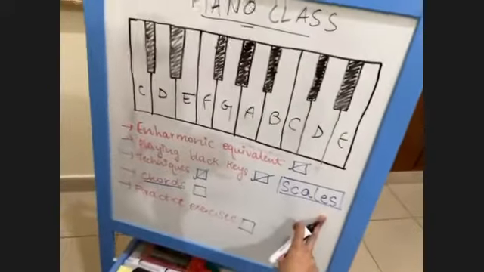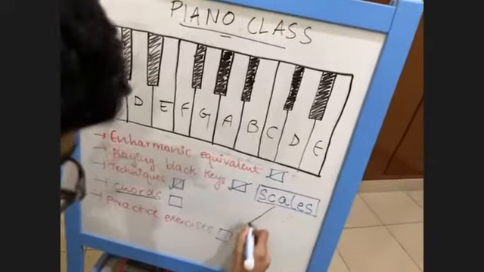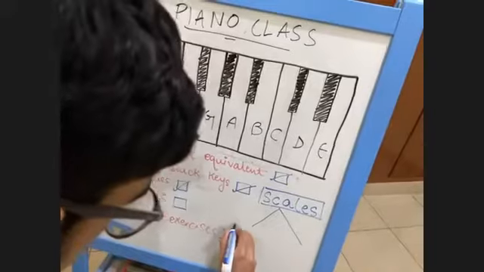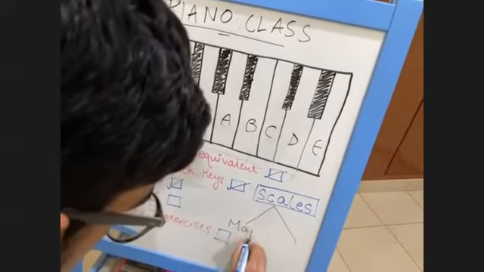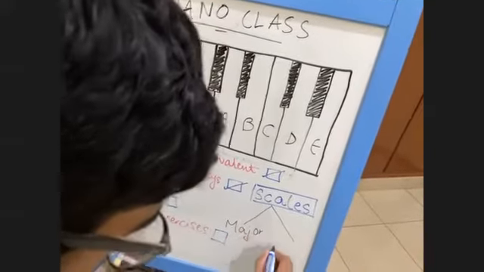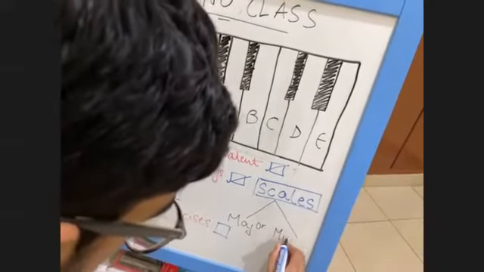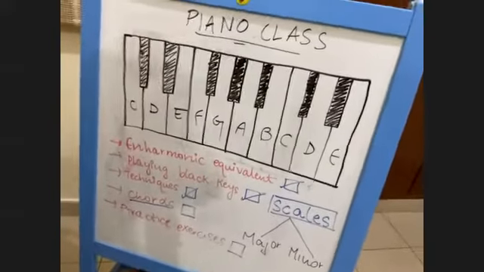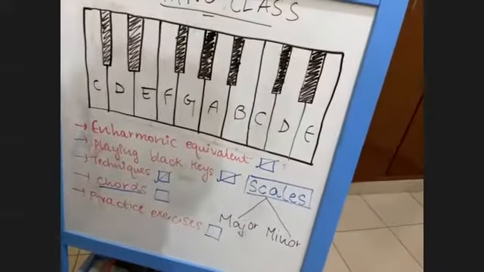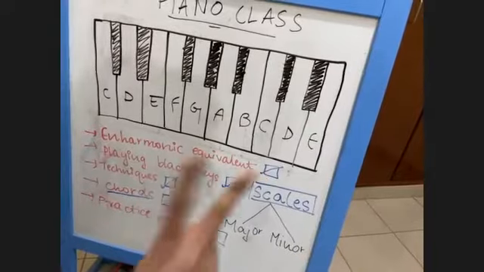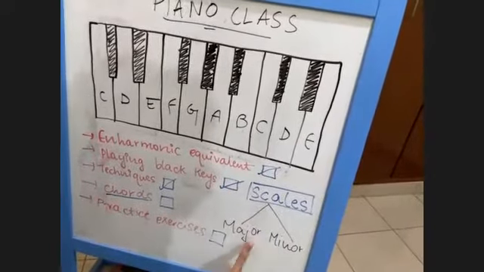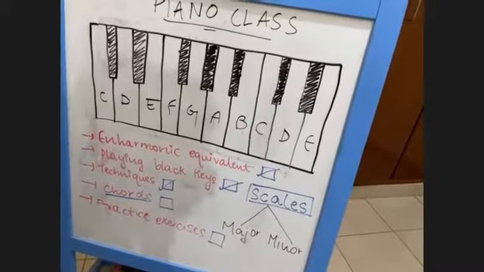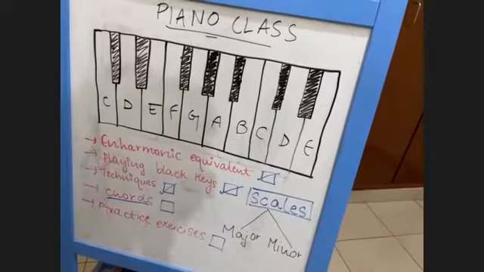Scales are divided into two categories. We have major scales and we have minor scales. So two divisions are made, major scales and minor scales. You have these two types of scales, and I will talk about them right now.